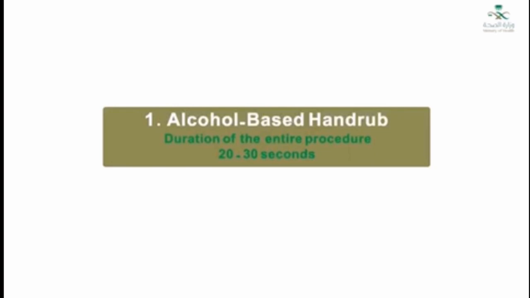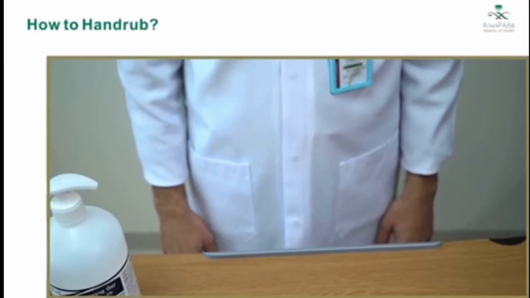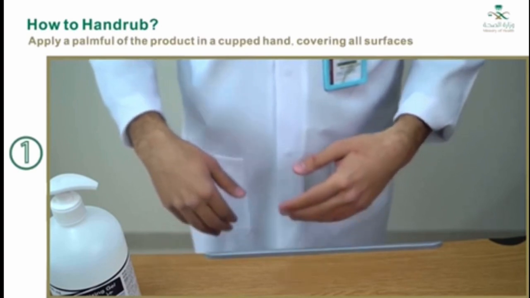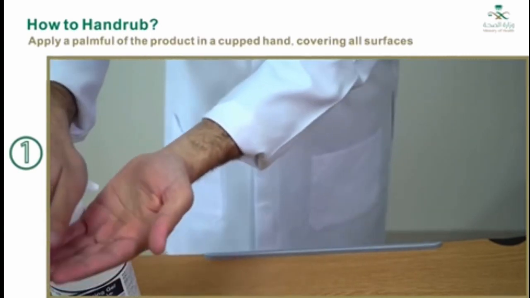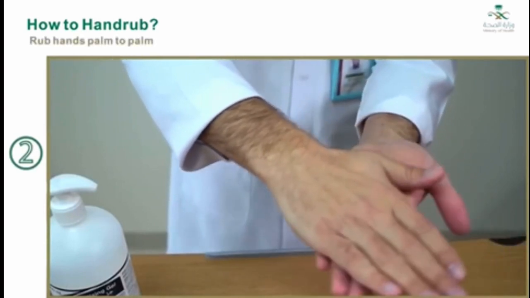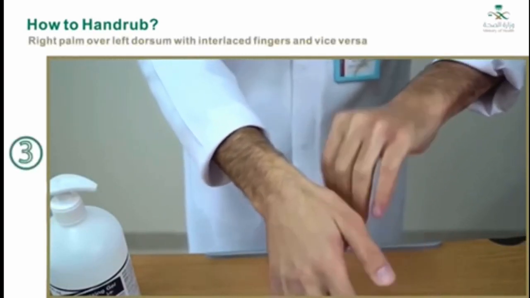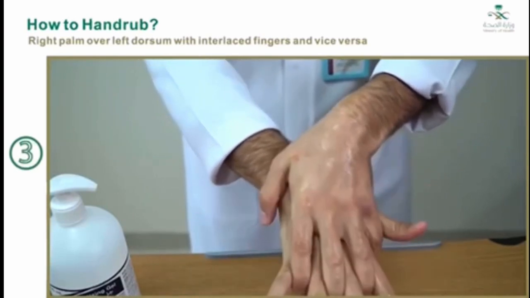1. Alcohol-based hand rub. Duration of the entire procedure, 20 to 30 seconds. Wash hands instead when visibly soiled. How to hand rub. 1. Apply a palmful of the product in a cupped hand, covering all surfaces. 2. Rub hands palm to palm. 3. Right palm over left dorsum with interlaced fingers and vice versa.